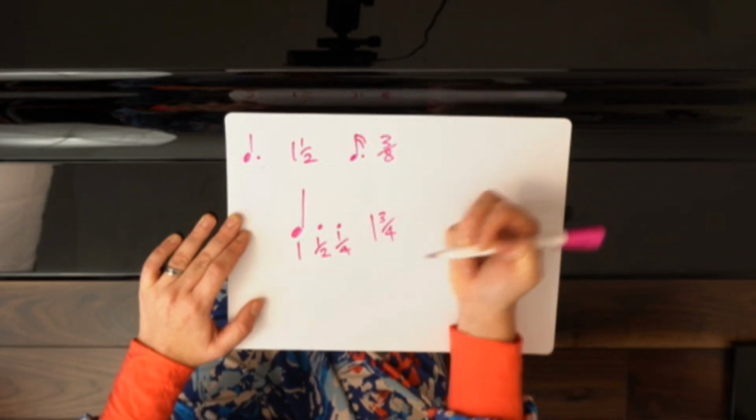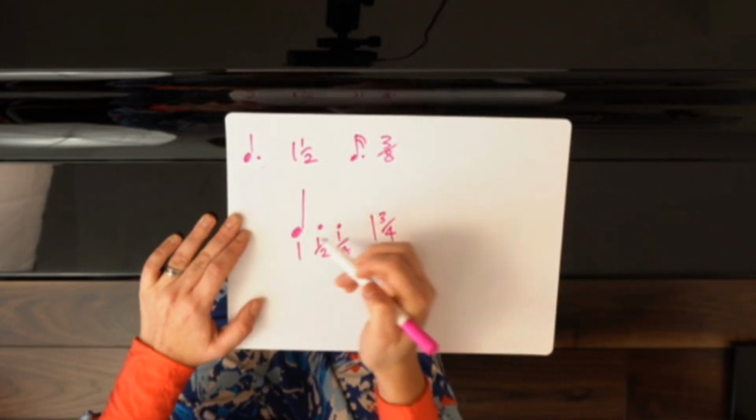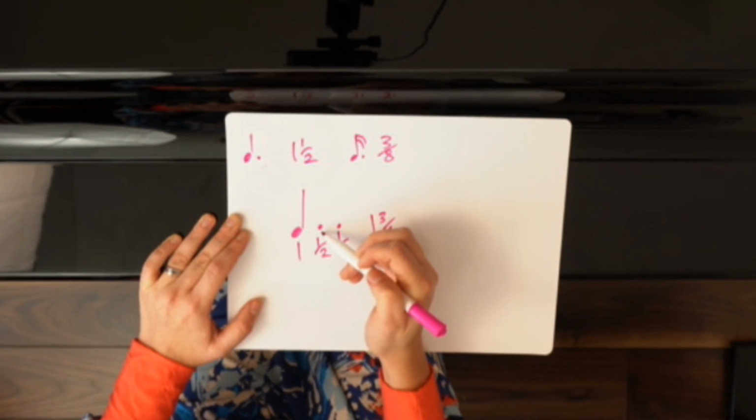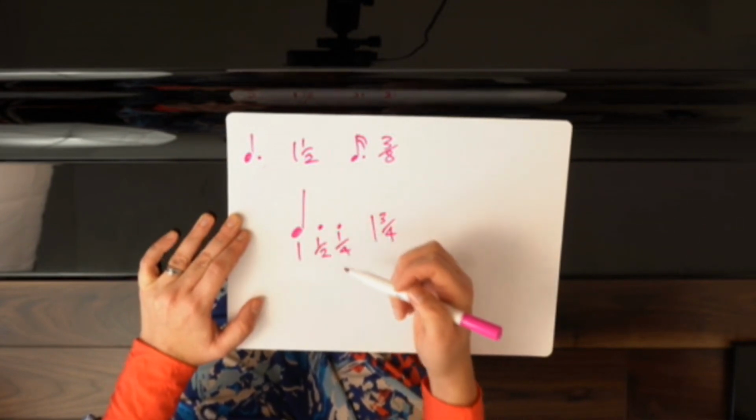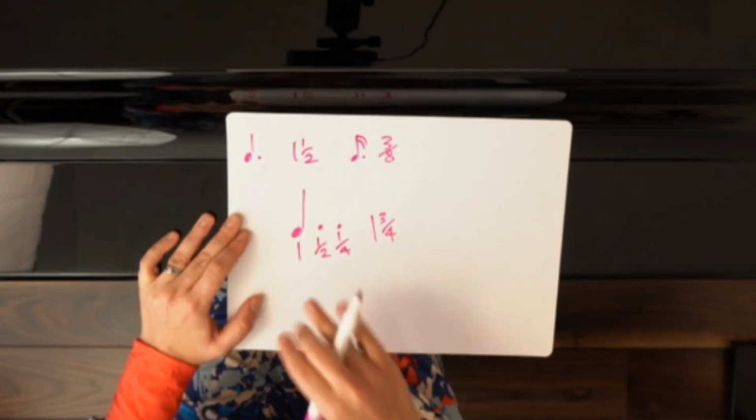3/4. So the first dot is half of this, the second dot is half of the dot, or a quarter of the note, whichever you prefer, and therefore you add them all together to get the total value.